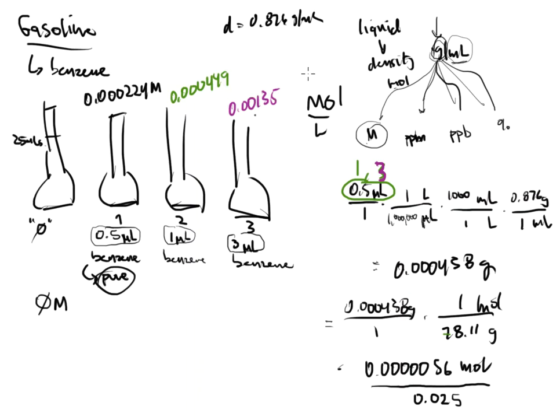And the answer is yeah. Here's the shortcut, people. Here's a half, and my concentration was 0.000224. Well, if I double that and go to a 1, my concentration should double. And it does: 0.000224 to 0.000449. And then if I go from 1 to 3, that's 3 times as much, so my concentration should go 3 times as much. And it does. 0.000449 times 3 is 0.00135.